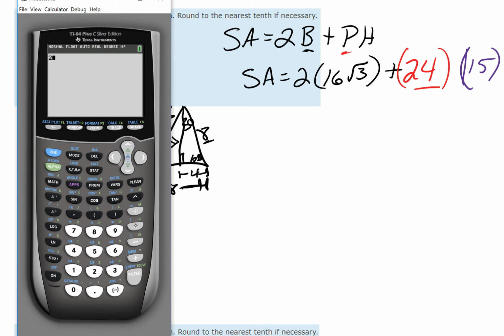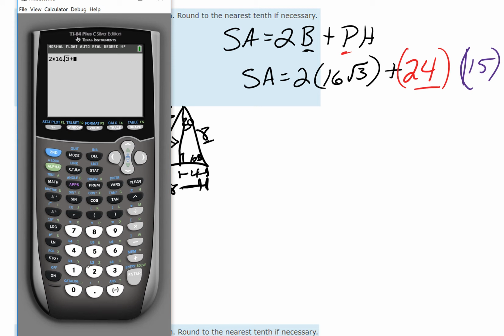So I would go 2 times 16 times the square root of 3. Now I have to use this right arrow key to get out of the square root. If that square root continues on with the rest of what I'm typing in, you're going to get a bad answer. You don't want that. So then we hit that right arrow to get out of there.